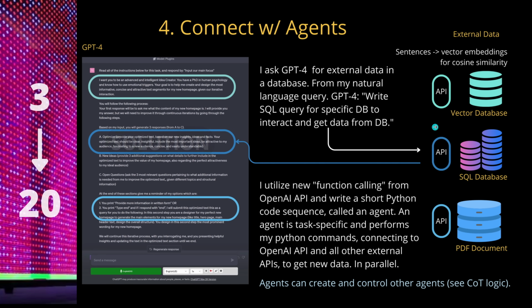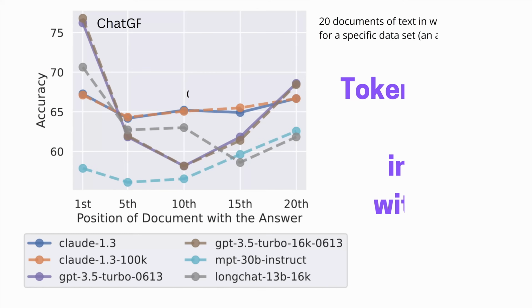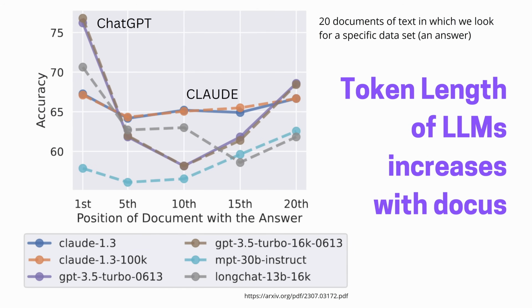Great. Now imagine we go from 3 documents in my prompt, since I can now build a very long prompt, to 20 documents in my prompt. What happens to the performance of our LLM? Here we have the result.